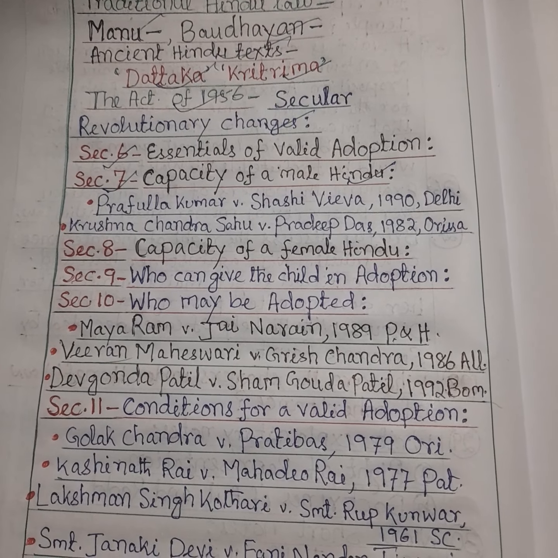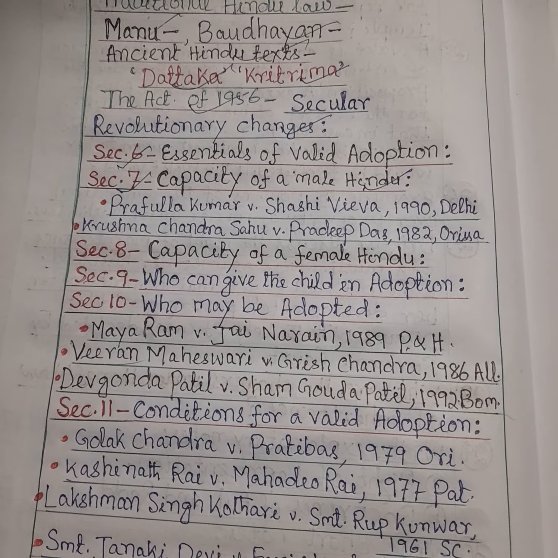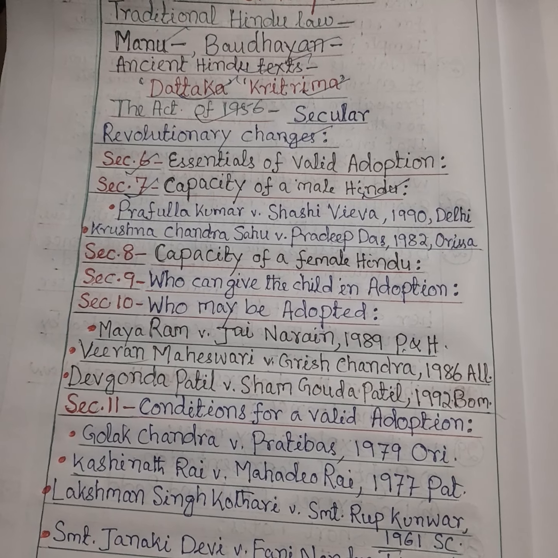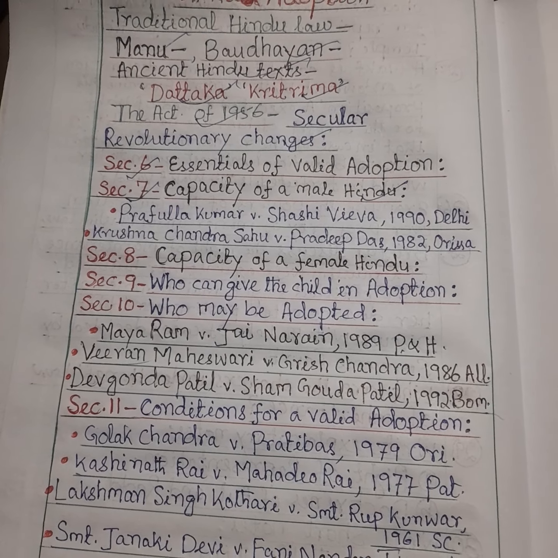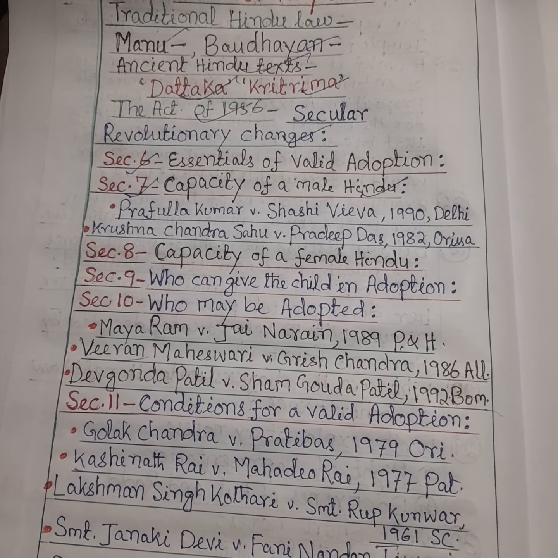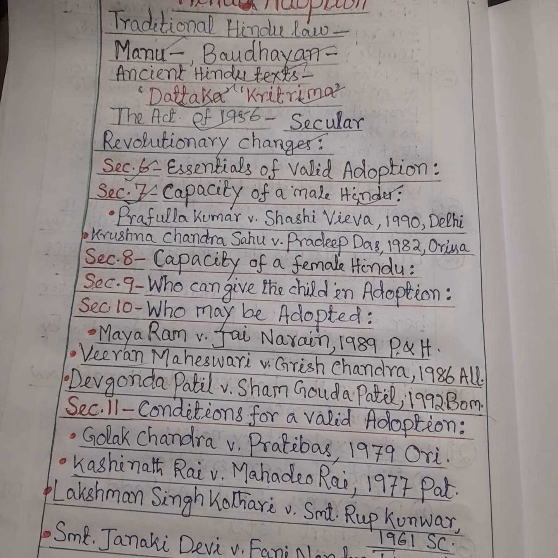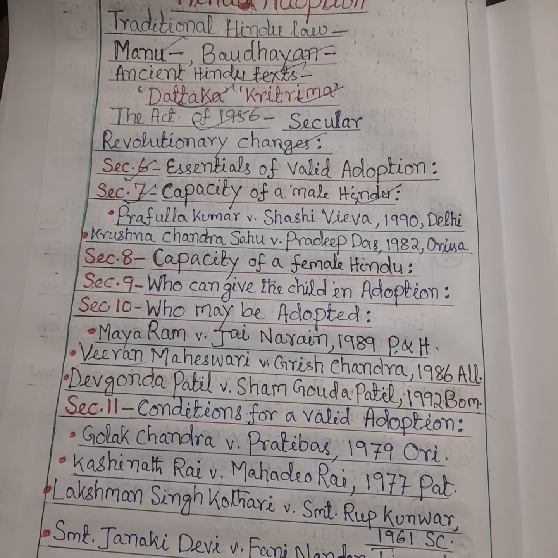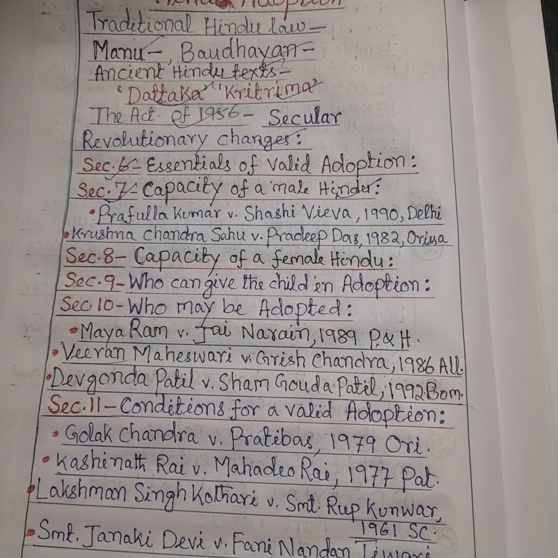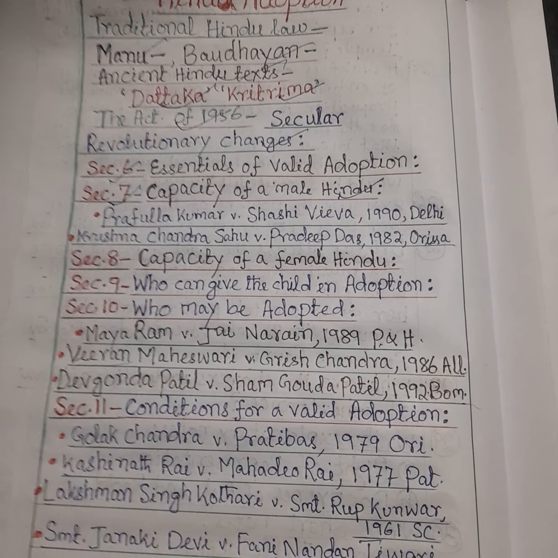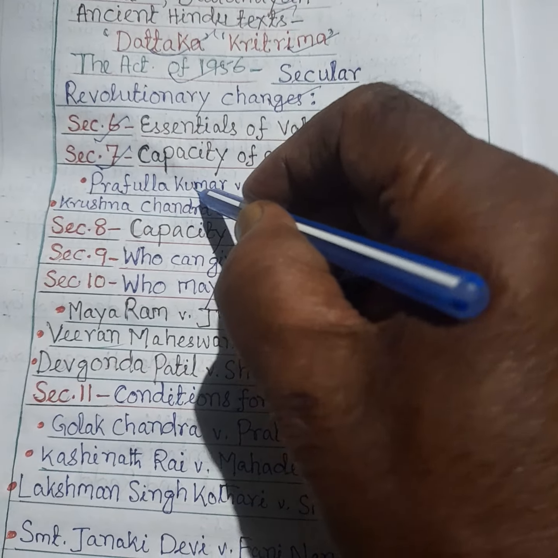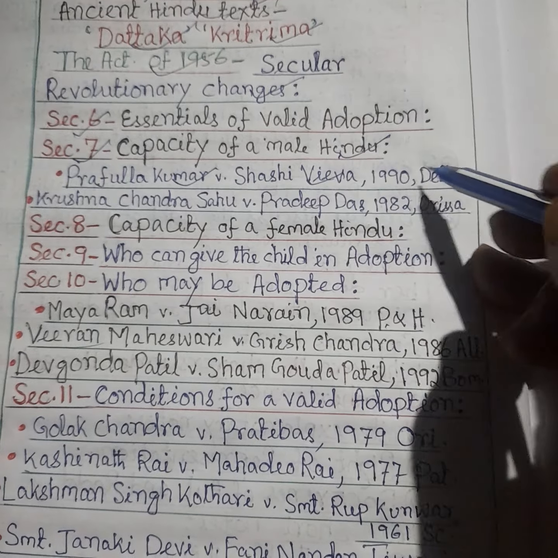So, as per the provisions of Section 7, the capacity of a male Hindu to adopt a child requires that he is of sound mind, and secondly, not a minor, and thirdly, the consent of his wife, and this is a mandatory provision unless the wife has finally and completely renounced the world or does not remain Hindu or has been declared of unsound mind. And now we'll discuss a leading case relating to this provision of Section 7, and that is Praful Kumar versus Sasi Viva in 1990.